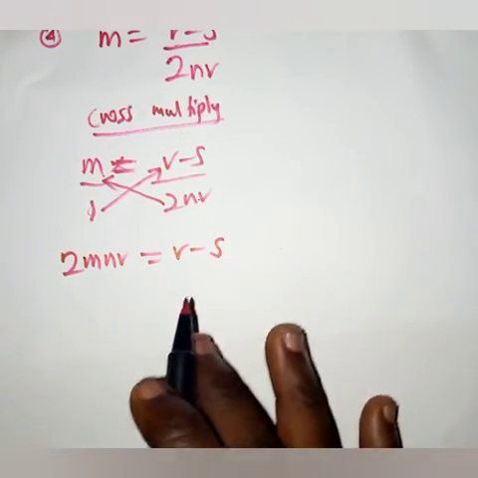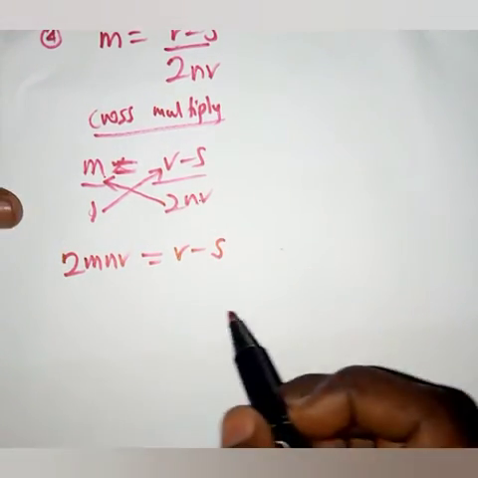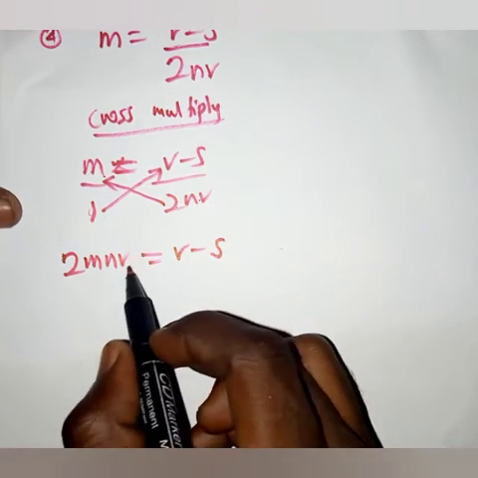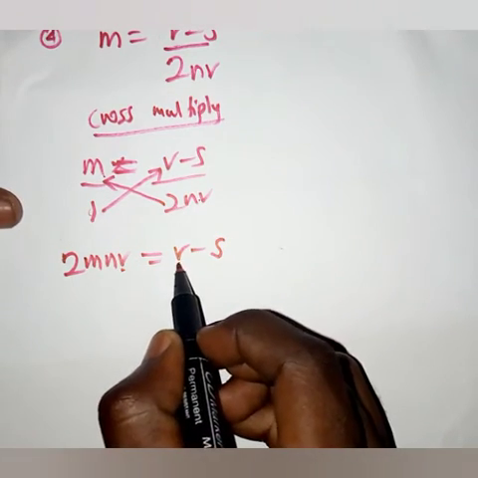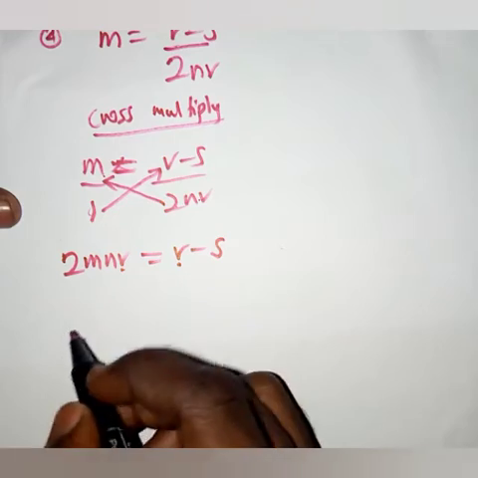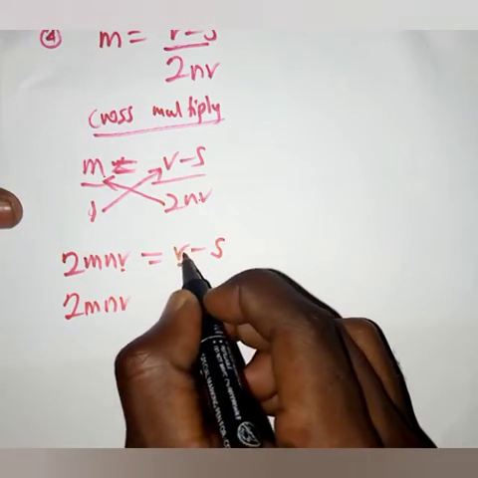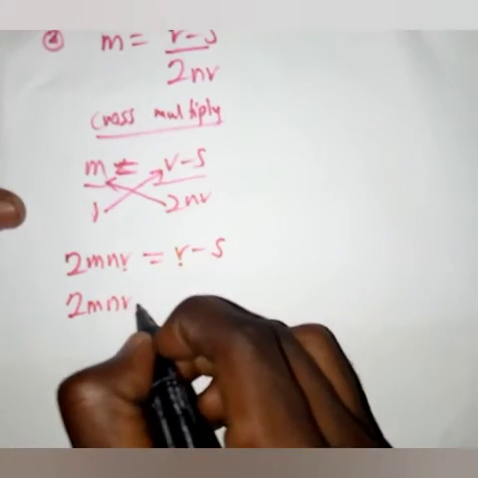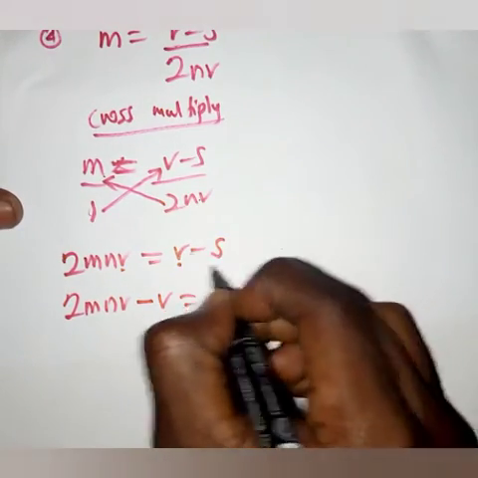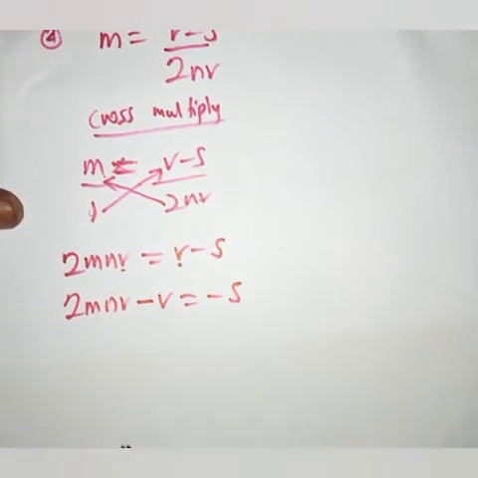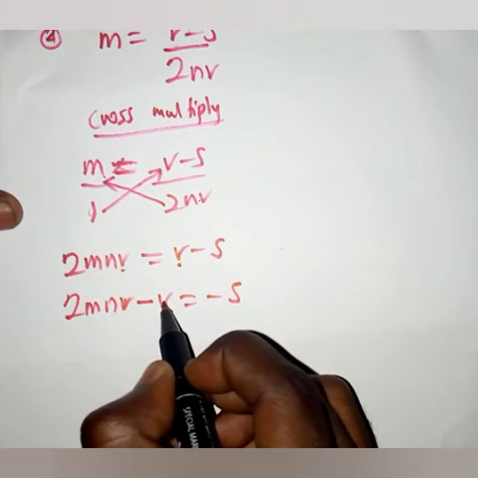Sorry, r minus x here. So we cross multiply. So making r the subject, we have r here and r here. Therefore, we have to group like terms. So 2mr here. When r crosses, it is positive, and when it crosses it becomes negative r. And what is left here is this negative x.